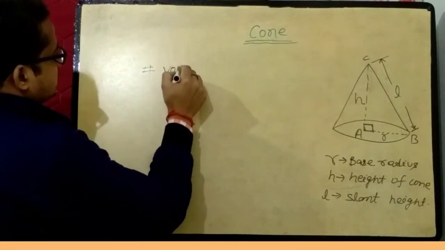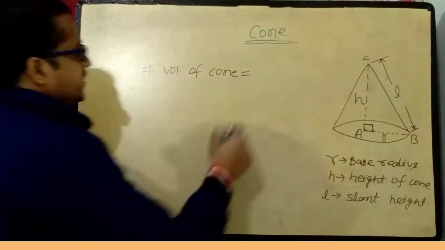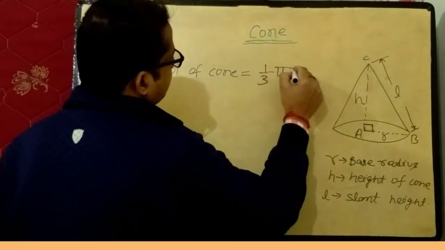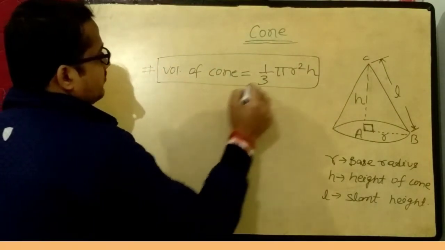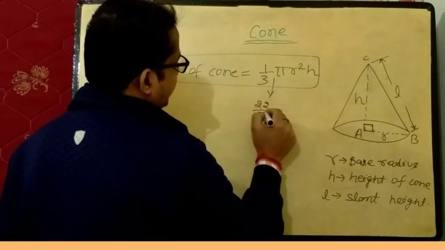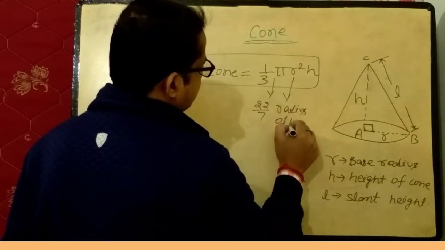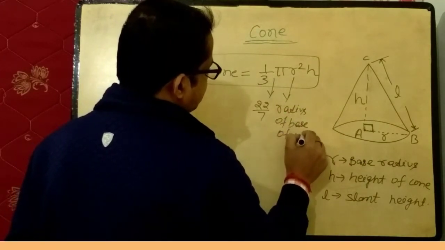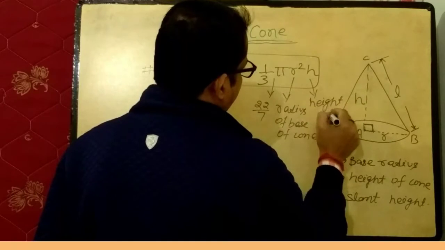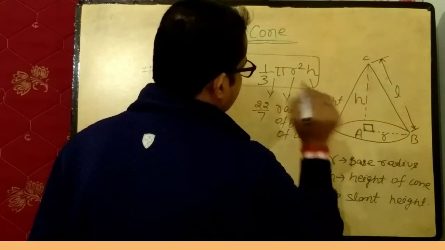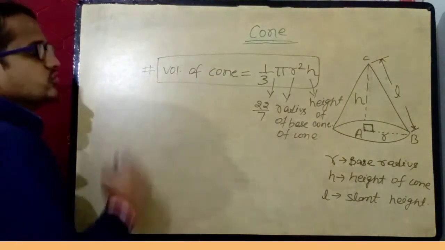Next topic is volume of cone. Volume of a cone is 1 by 3 pi r square h. Pi equals 22 upon 7, r is the radius of the base of the cone, and h is the height of the cone. So by using this formula you can calculate the volume of a cone.